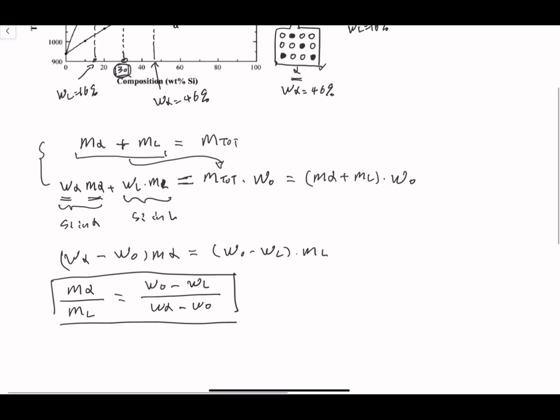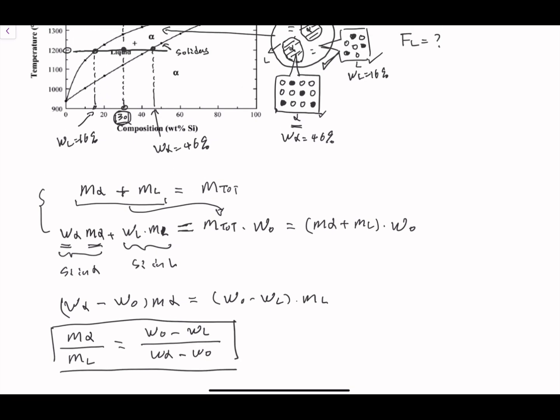Okay, so this is what we call the lever rule. What does this mean? It is the following, right? As you can see here, we have three important compositions. This is my omega naught, and this is omega L, this is omega alpha. So now what is omega naught minus omega L? Omega naught minus omega L is the length of this part, right? Basically this part. Now we call this the liquid arm because it's basically your original composition minus the liquid composition. We call this the liquid arm. And then omega alpha minus omega naught is particularly this length, right? We call this the solid arm, okay?